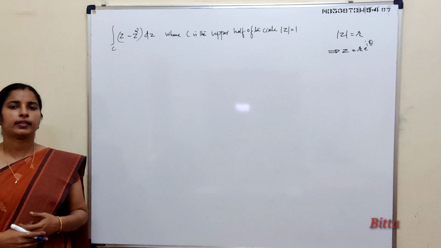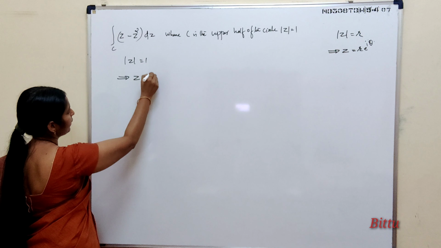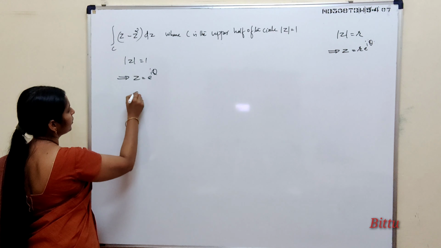Next question, evaluate integral over C, z minus z square dz, where C is the upper half of the unit circle. See, we have to integrate along the part of the unit circle. Okay. See, the circle is |z| equal to 1. So what is z? e raised to i theta. So dz is i e raised to i theta d theta. Here, theta varies from what to where? See, we have to integrate z minus z square through the upper half of the unit circle.